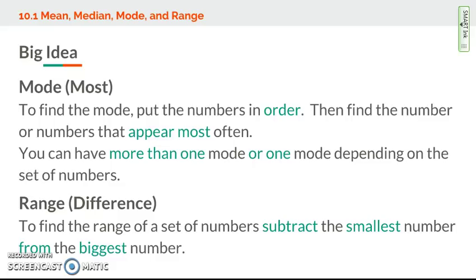And then the last item we're going to find today is the range, or the difference of our data set. To find the range of the set of numbers, you're going to subtract the smallest number from the biggest number.